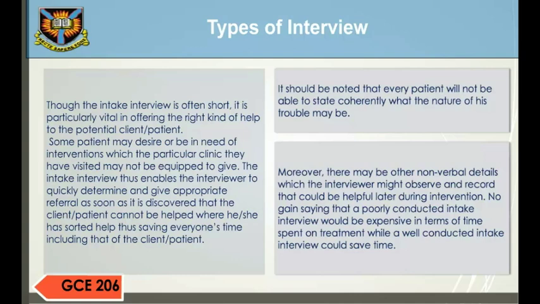It should be noted that every patient will not be able to state coherently what the nature of his trouble may be. Moreover, there may be other non-verbal details which the interviewer might observe and record that could be helpful later during intervention. No gainsaying that a poorly conducted intake interview would be expensive in terms of time spent on treatment, while a well-conducted intake interview could save time.